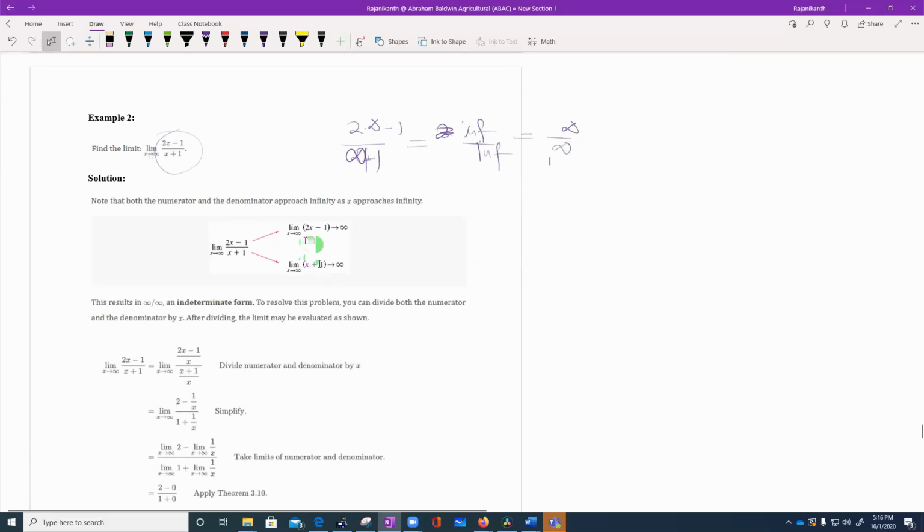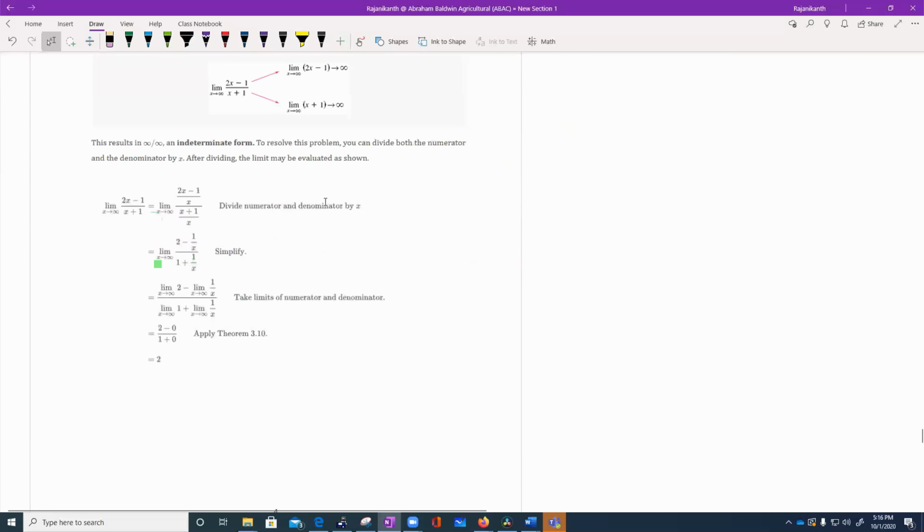Okay. So what kind of techniques do we use? We'll look at this problem. You simply divide everywhere by x. Divide this term by x, divide this by x, divide this by x, and divide this by x as well. So you will come up with this, right? 2 minus 1 over x over 1 plus 1 over x.